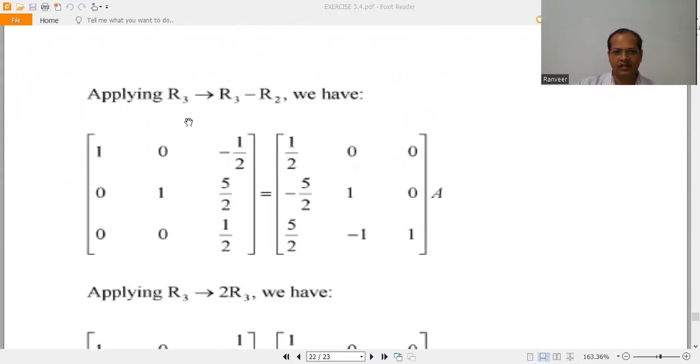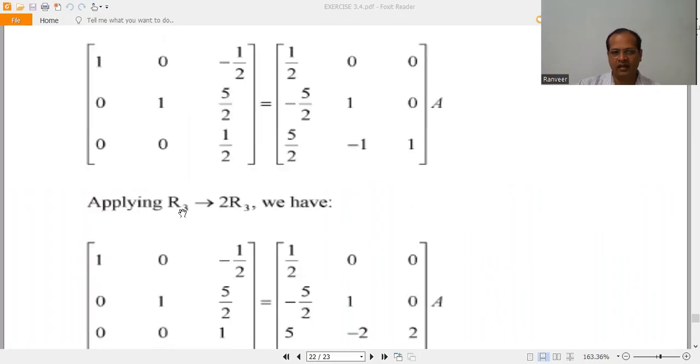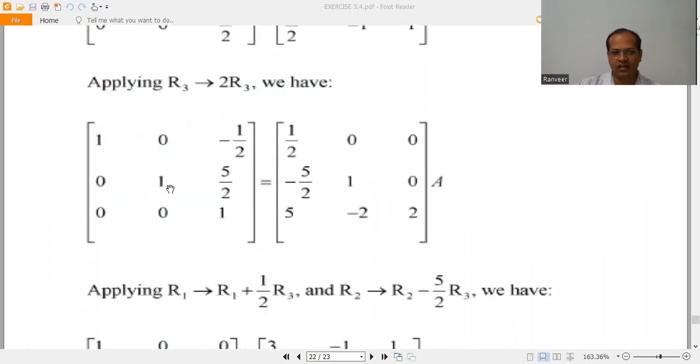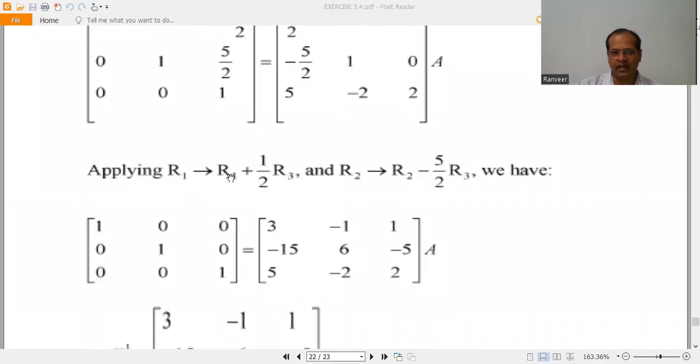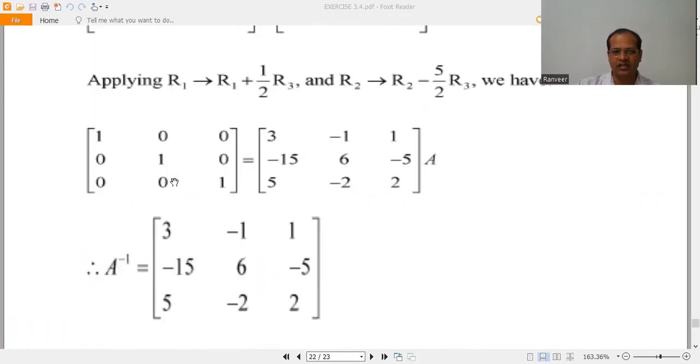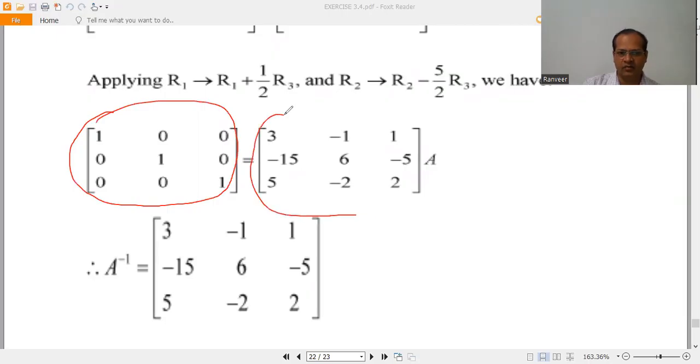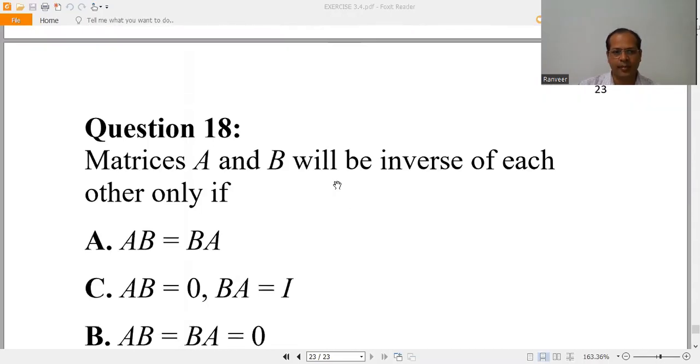Same for R3 we will apply, and once we apply this we get this result, and R3 tending to 2 R3, we get this result. After applying R1 tending to R1 plus 2 R3 and R2 minus 5 R3 by 2, this is the operation, and ultimately our task is to bring the unity matrix in the left hand side, and this is the corresponding value. So just by practice you can gain command on this inverse process.